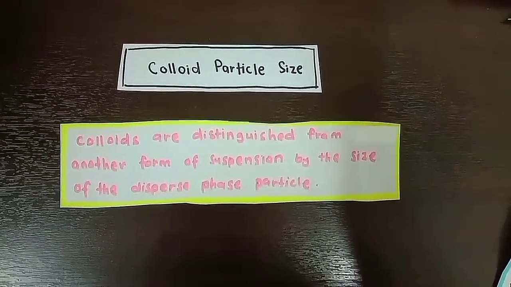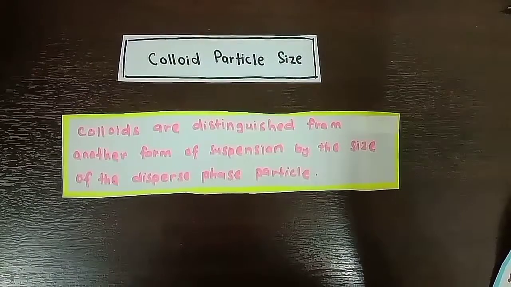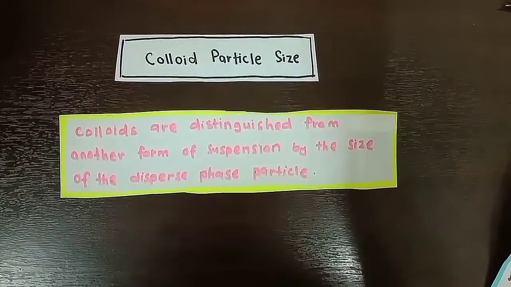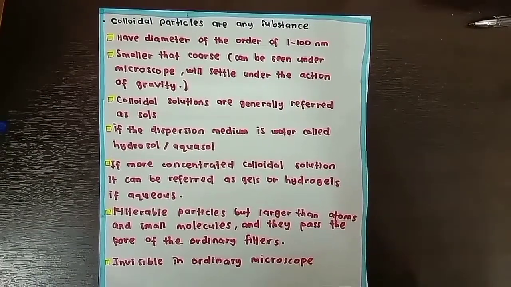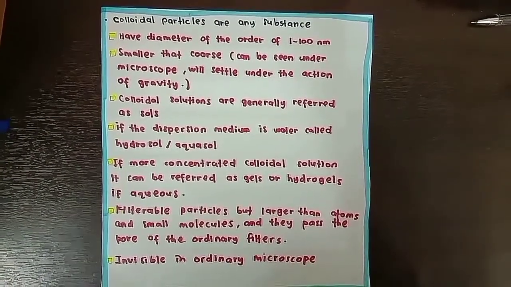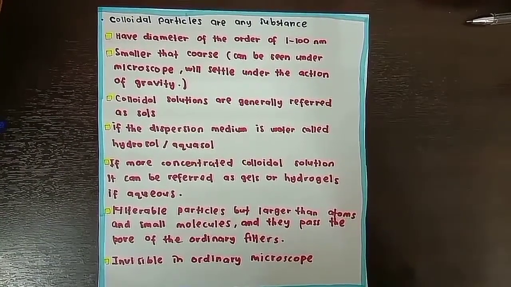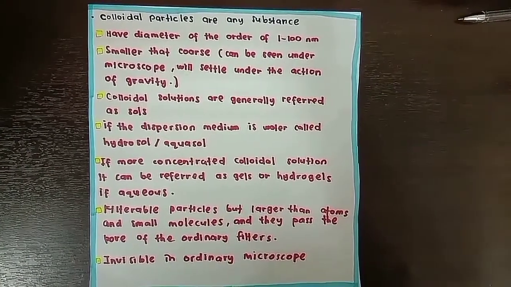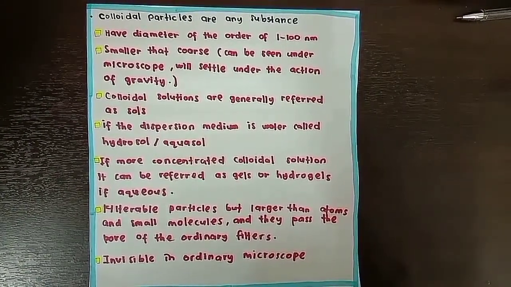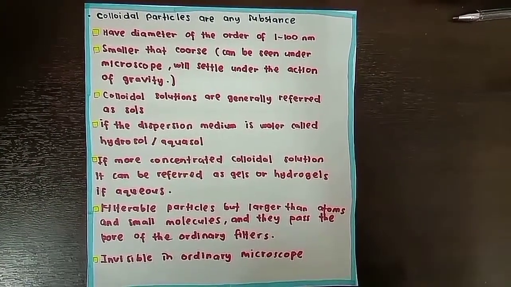Colloid particle size. Colloids are distinguished from other forms of suspension by the size of the disperse phase particle. Colloidal particles are any substance that have a diameter of the order of 1 to 100 nanometers. Second, smaller than what can be seen under a microscope, they will not settle under the action of gravity. Third, colloidal solutions are generally referred to as sols.